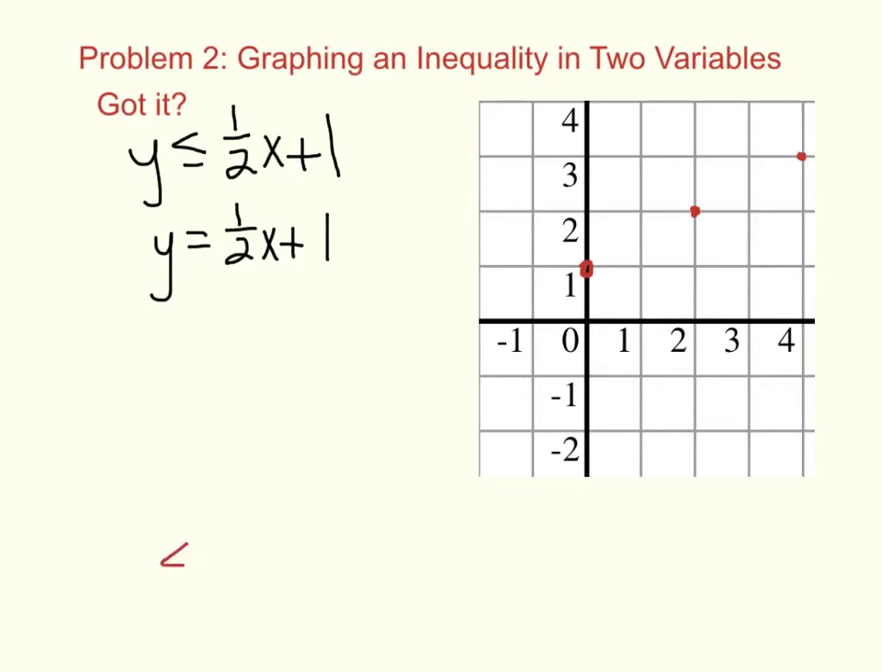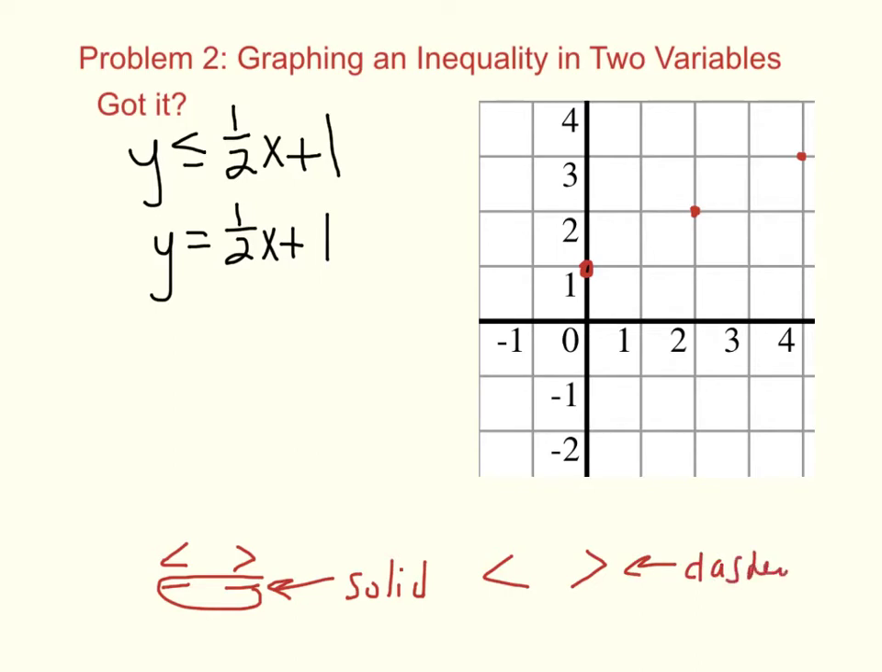Now, this is where you have to look at your shaded region. Anytime you have a less than or equal to, or a greater than or equal to, if it's equal to, it has to be a solid line. And this is the boundary line that you are drawing. The boundary line is either going to be dashed or solid. If you have an equal to, it's going to be solid. If it's less than or greater than with no equal to, it's going to be dashed. So because this one is less than or equal to, you're going to draw a solid line.